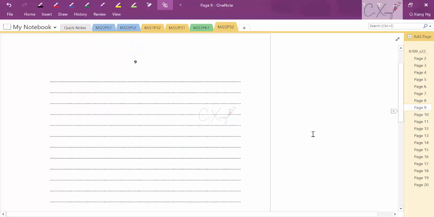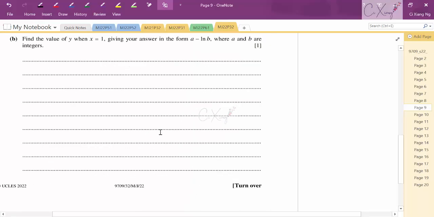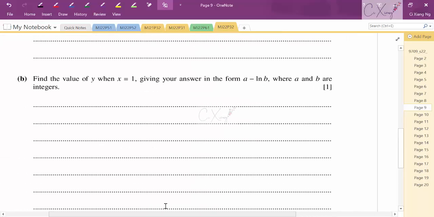Now let us proceed to question number 6 part B. They are asking us to find the value of y when x equals 1, giving the answer in this form: a minus ln b, where a and b are integers. Let's recall our solution. Just now our solution is y equals negative ln of e power negative x plus 1. We are given that x equals 1, so we need to substitute x equals 1 into our equation to obtain the value of y.